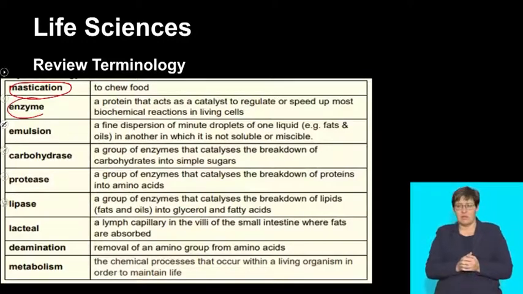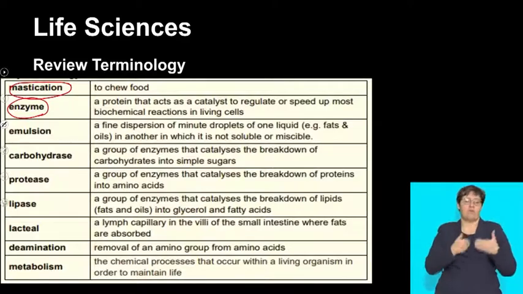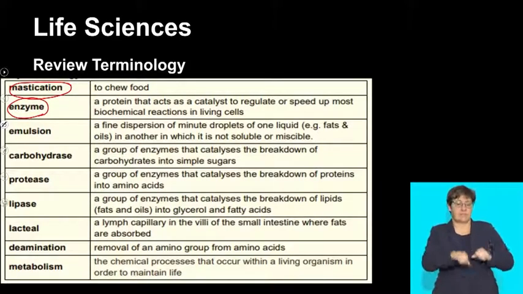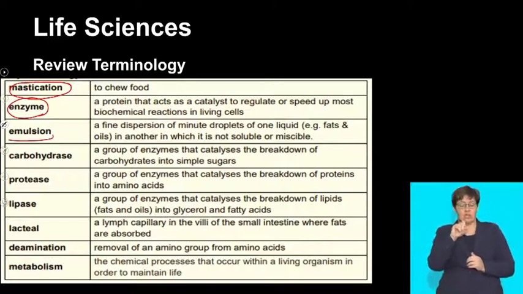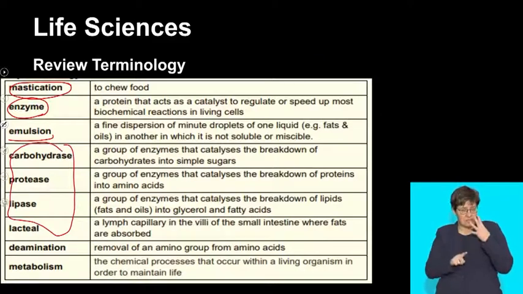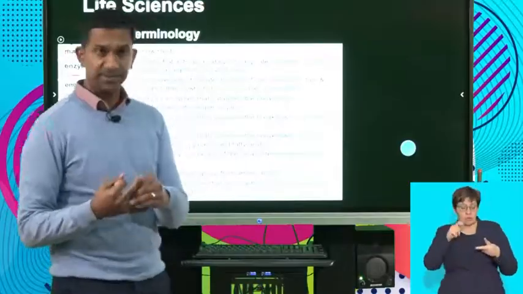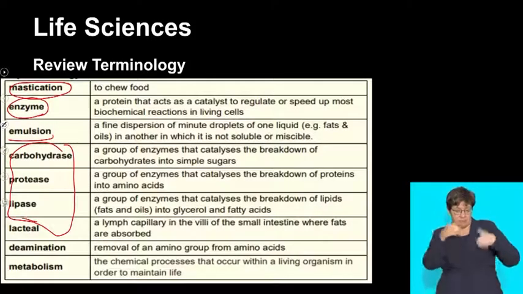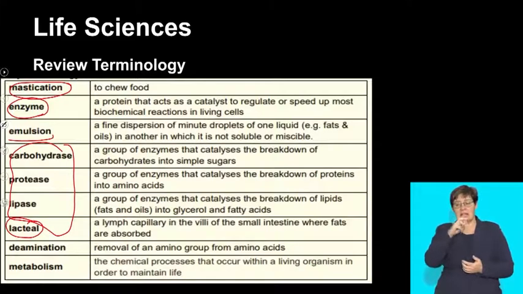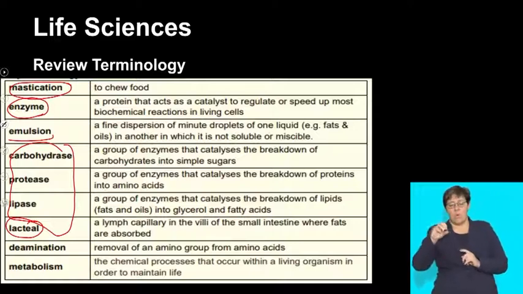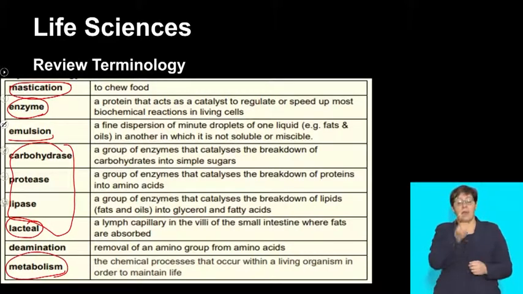We've mentioned several different enzymes that are important in the process of digestion along the digestive system. Emulsion again is what happens when fat droplets mix with bile and break down into smaller particles. We also referred to the different enzymes that break down your carbohydrates, your proteins and your lipids. We also looked at the function of the central lacteal, the structure inside the villus that absorbs the nutrients such as fats and amino acids. The concept of metabolism is important as the chemical processes that take place in an individual.